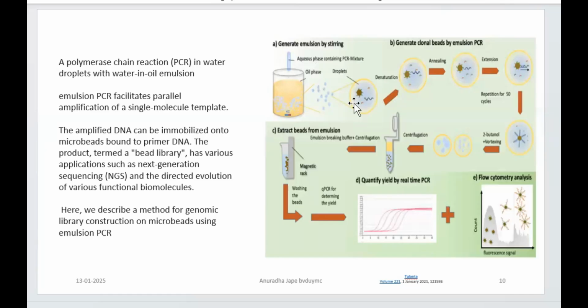So each bead or each droplet, you can say, is going to act as one Eppendorf tube, or one reaction center, right? One unit, one reaction. So like that, so many droplets are going to get generated, and each is going to act as one reaction chamber, right? So here, after these are generated, you are going to go for emulsion PCR. Now emulsions are ready. Now you have to go for PCR, that is amplification, so that you can generate clonal beads.